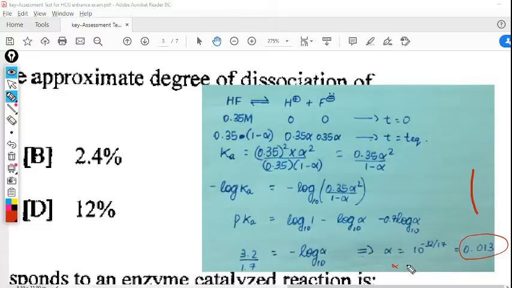Okay, so here he didn't ask for the degree of dissociation. It is asked in percentage. So percentage means 0.013 into 100. So it is 1.3 approximately. The given answer is 1.3. That is the correct answer. Okay, next.